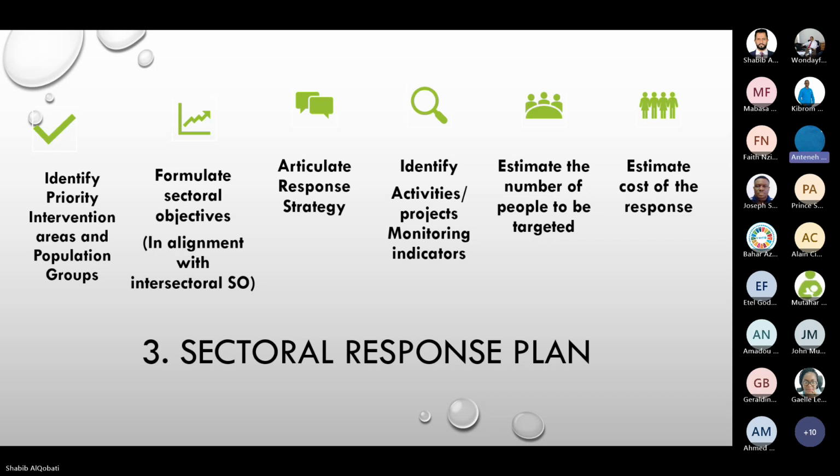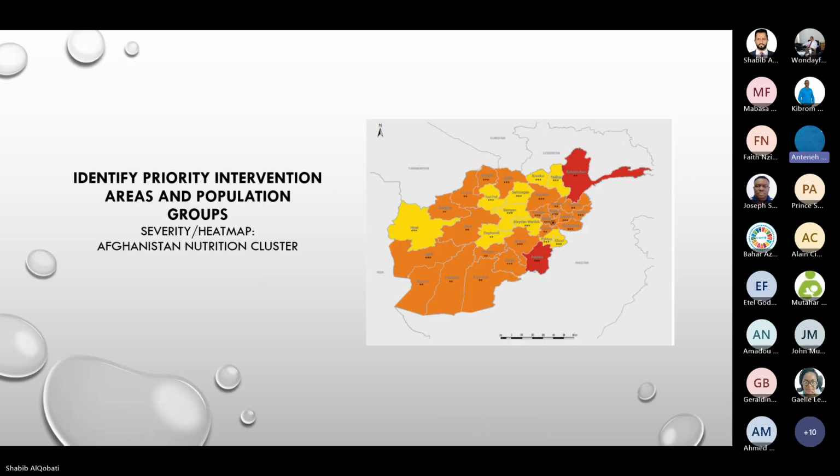Okay, let us go to the first one. I will take you through each one of these steps by explaining how we do it. So, identifying priority intervention areas and population groups. You make this decision on prioritization based on the evidence you have, mostly from the HNO.